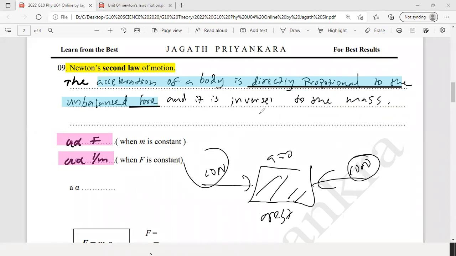So you can combine both of these. These are the two main facts of Newton's second law. If you want in the exam, you can write the mathematical expression also, no problem. Instead of writing in words, you can write this way also. Two main facts of Newton's second law.